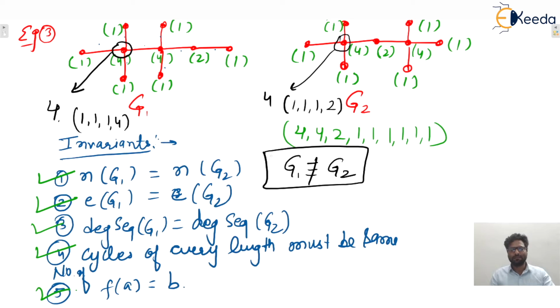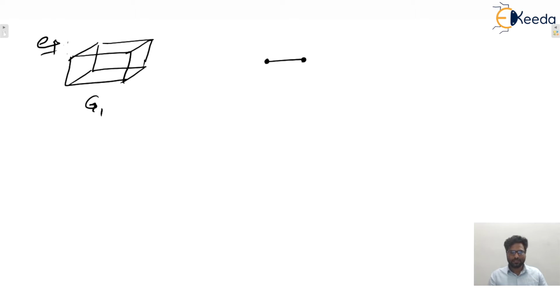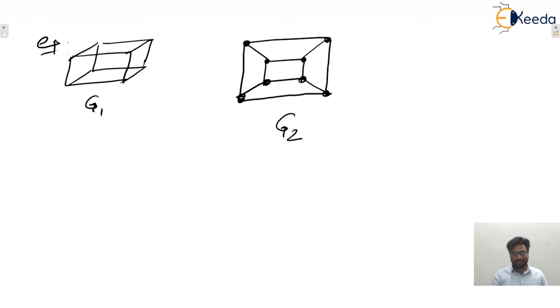Okay. So that is the concept of isomorphism. Let us consider various examples. Let's say one more example, where this graph is given to you. Let's say this is G1 and this is G2. Here they look like different graphs, but actually we can say that G1 is isomorphic to G2, isn't it?